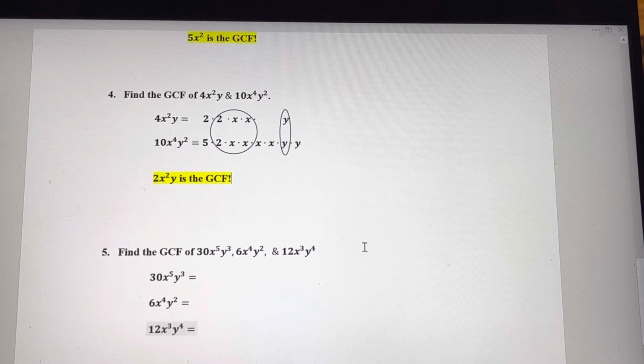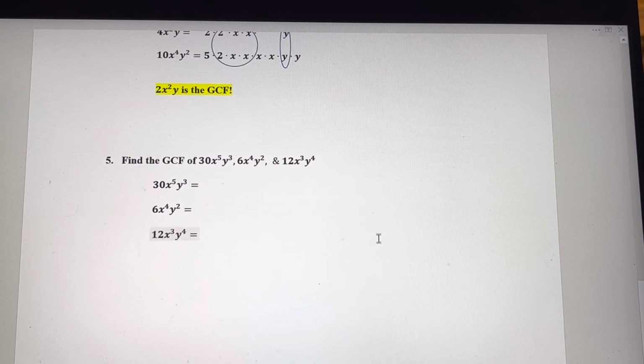And number 5, this is the most complex one we're going to do here. We've got 3 different monomials, each with a constant coefficient greater than 1, x's to multiple powers, and y's to multiple powers. So let's think of 30. The prime factorization for 30 is 2 times 3 times 5. X to the fifth is x times x times x times x times x. Notice there's 5 x's there. Y cubed is broken down with these 3 y's.